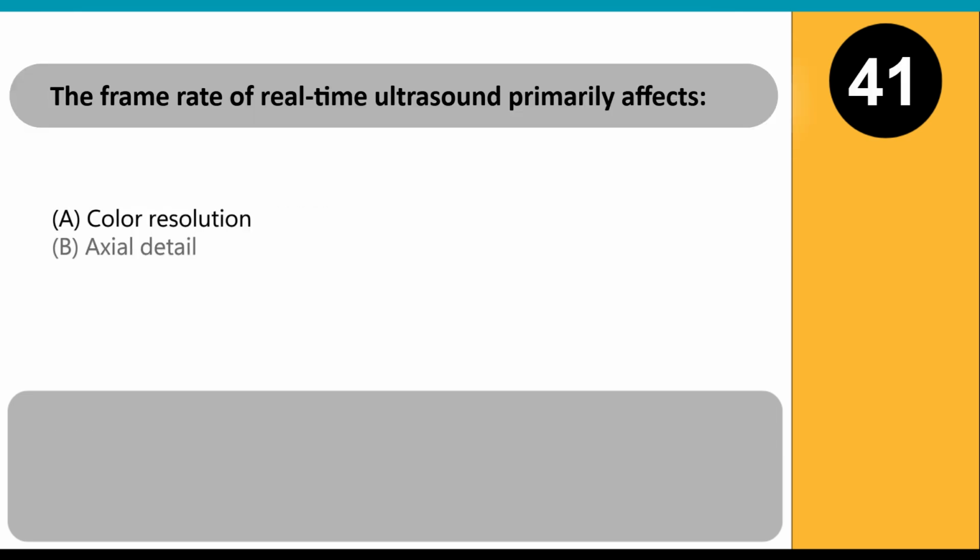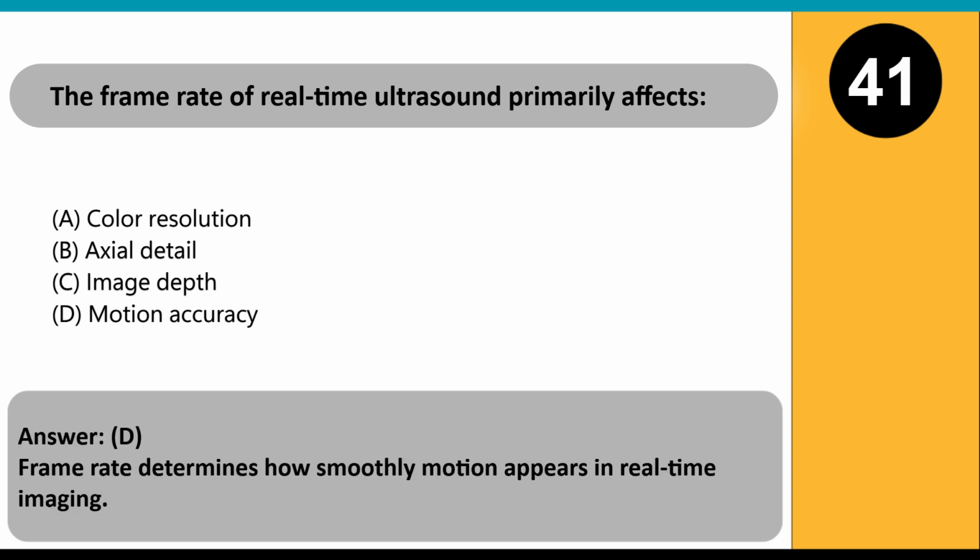The frame rate of real-time ultrasound primarily affects A. Color resolution. B. Axial detail. C. Image depth. D. Motion accuracy. Answer D. Frame rate determines how smoothly motion appears in real-time imaging.